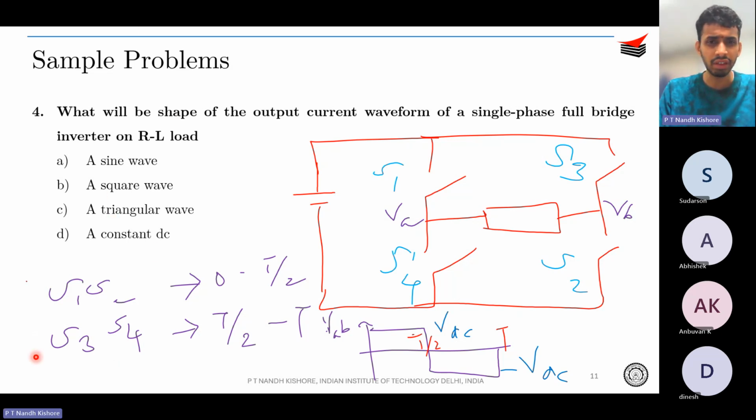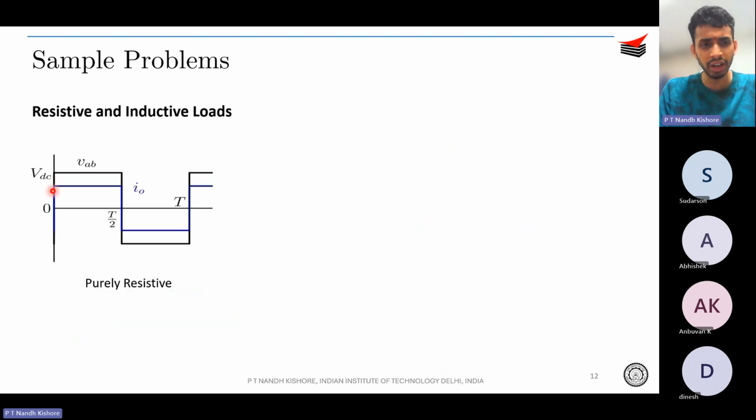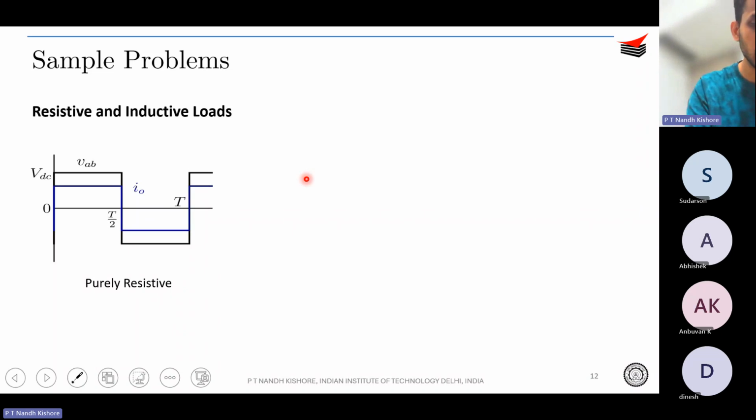So the question is, what will be the shape of the output current if it's an RL load? If it is purely resistive, I naught will be exactly following your VDC. It will be something like this. So this is for a resistive load. And then how would it be if it was purely inductive? For this case, you just need to follow one simple thing.